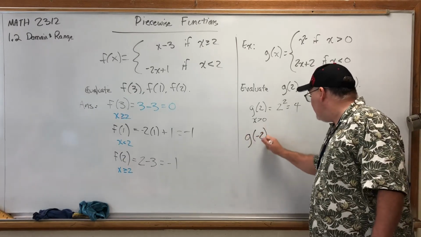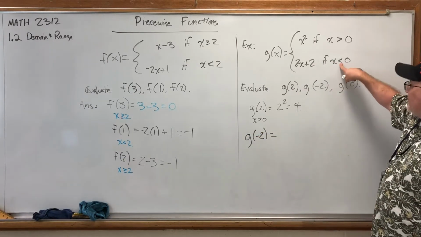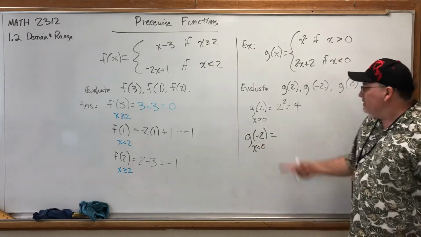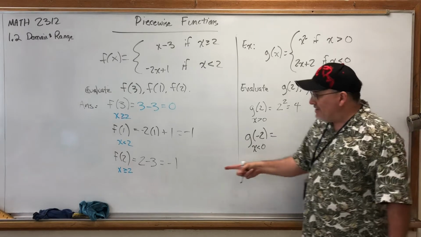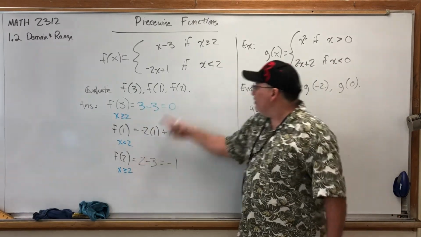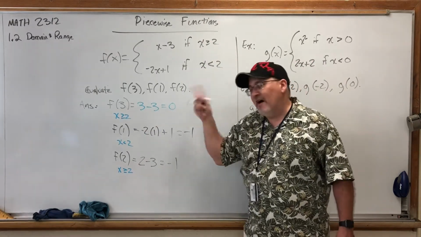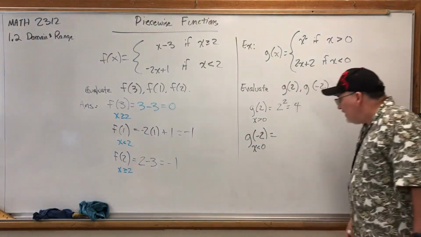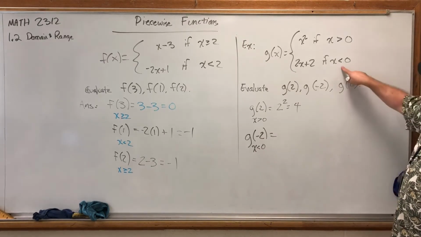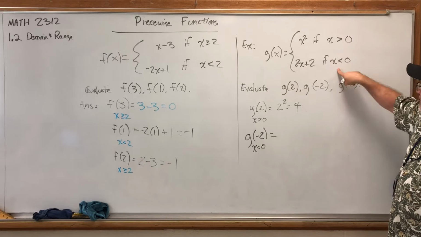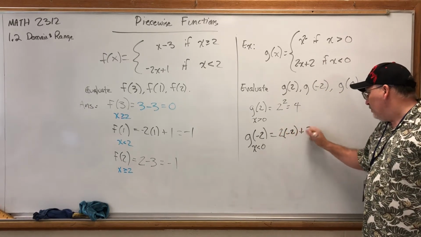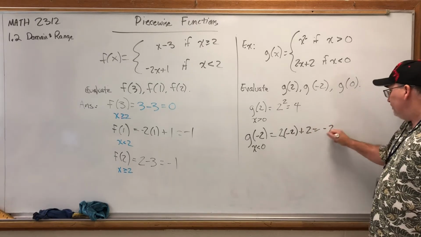Well, what about negative 2? Negative 2 satisfies the bottom inequality, which is x is less than 0. And by the way, you don't have to write these inequalities beneath the inputs. I'm only writing them to demonstrate we're checking these inputs with these inequalities and finding the one that it satisfies. In this case, negative 2 satisfies the inequality x is less than 0, so we're going to use the function associated with that condition, 2x plus 2. So 2 times negative 2 plus 2, which I believe is negative 2.